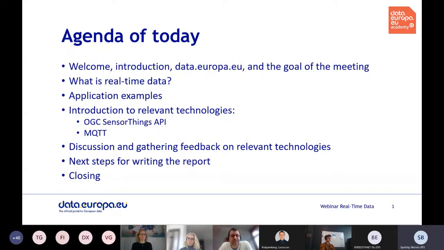So for this purpose, we will have a look at what is real-time data, give a quick introduction into this. We will look at some application examples showing the value of real-time data for different application domains. Then we have selected two relevant technologies, the OGC SensorThings API, which is also an INSPIRE good practice, and MQTT, which is a protocol from especially the Internet of Things world, which help to facilitate the publication of real-time data. And then we will close with our discussion activities.